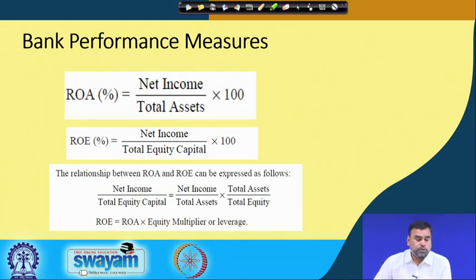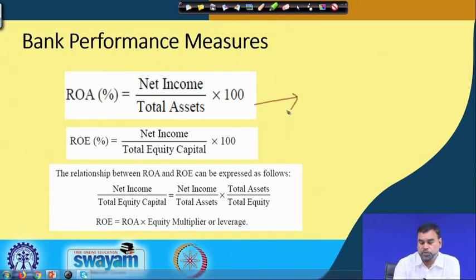Like other companies, the first and foremost measure is the return on assets. Return on assets means how the particular company is able to generate income out of the assets it has. So, it is nothing but the net income divided by the total assets, and if you want to express it as a percentage, it is multiplied by 100. It is one of the most popular measures of profitability, your ROA. So, this is a profitability measure.